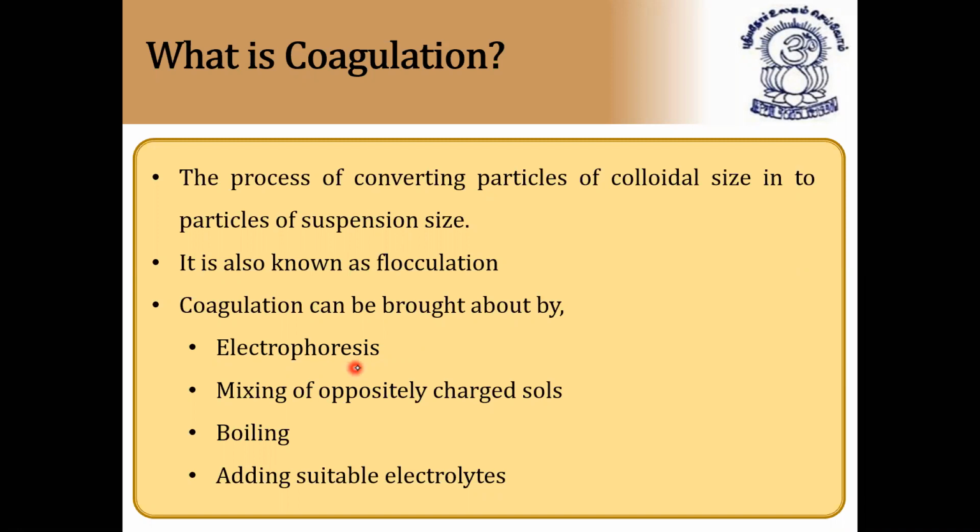Electrophoresis, that is, by introducing an SPM, a semi-permeable membrane, as in electroosmosis. Next, by mixing oppositely charged salts: for positive, we have to use negative, and for negative, we have to use positive. Next, by boiling. Next, by adding suitable electrolytes. By any of these methods, we can do coagulation of a colloidal solution. Coagulation is basically the conversion of a colloidal solution into a precipitate, that is, an insoluble substance. That is why it is called suspension.